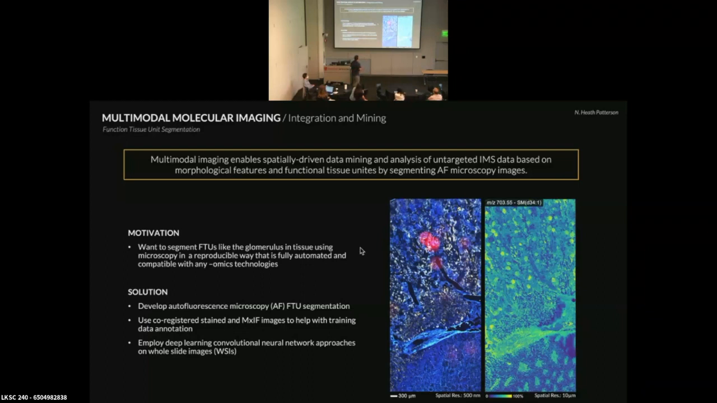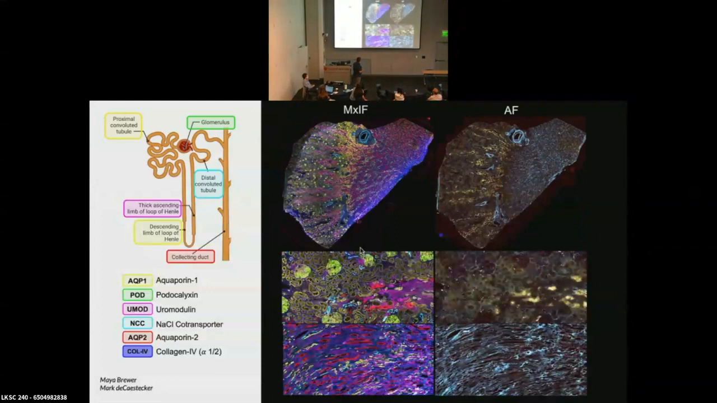So what we're going to do is develop an autofluorescence-based functional tissue unit segmentation pipeline. We're going to use the multiplex immunofluorescence to guide that process, to give us lots of examples to teach the computer to build robust models. And ultimately, we're going to use a CNN to do this. And so this is what the data look like that we use to build these models. I'm not going to spend a lot of time on this, but effectively, we can collect the autofluorescence first.